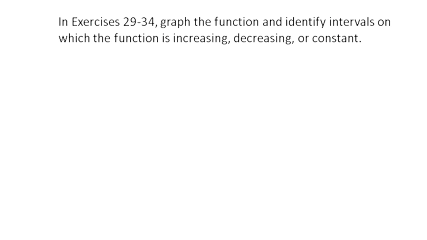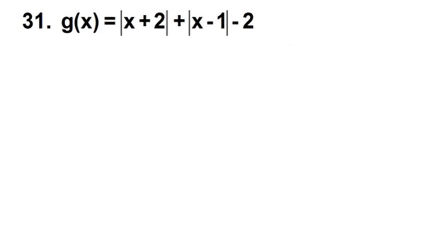Chapter 1.2, exercises 31 through 46, page 102. Again, this is section 1.2 from the book. Going to these exercises, we're going to start with the odd number problems, 31. Exercises 29 to 34: graph the function, identify intervals on which the function is increasing, decreasing, or constant.